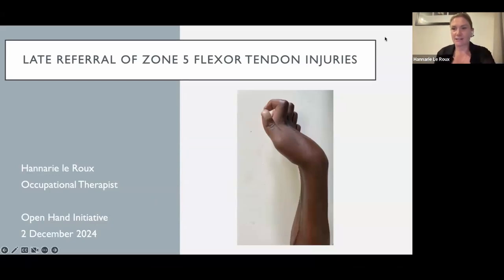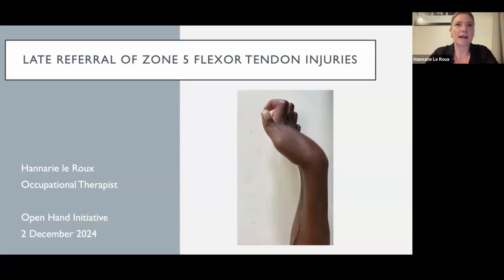I'm going to jump into this just so that we don't waste time. It's quite a big topic. So, late referrals in zone 5 flexor tendons. It is something we see a lot in government, and not necessarily in my clinic, but I see it a lot as referrals coming from the outside. So we'll have a lot of referrals coming from the Eastern Cape and from wherever, it doesn't matter where they come from. The patients are coming in and they're seeking help.